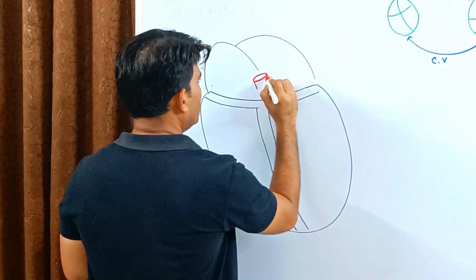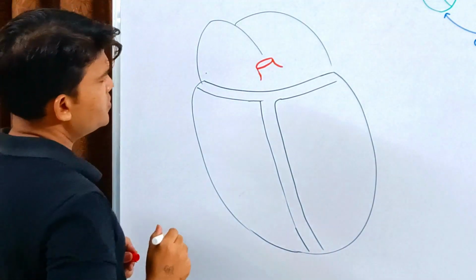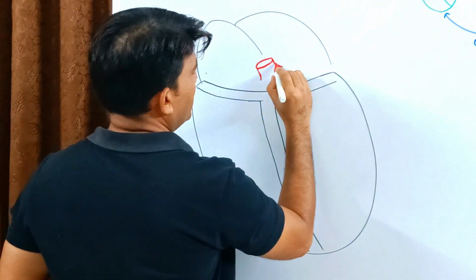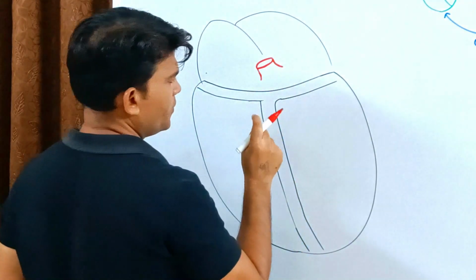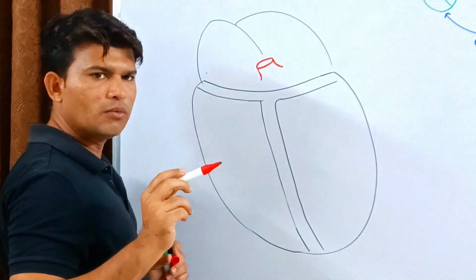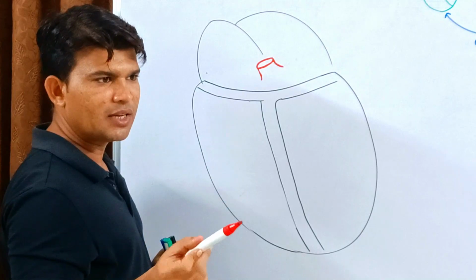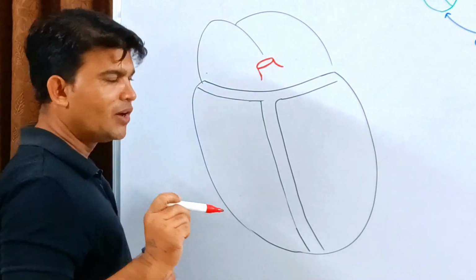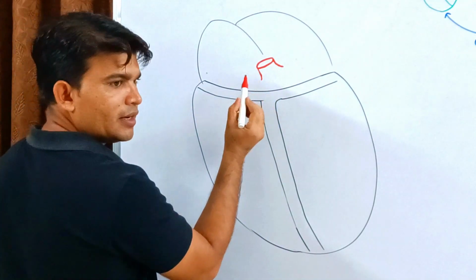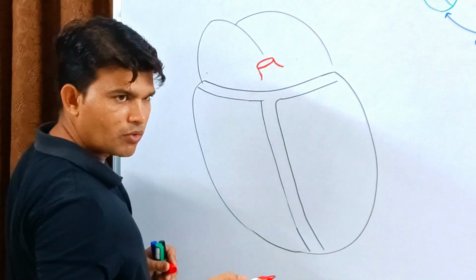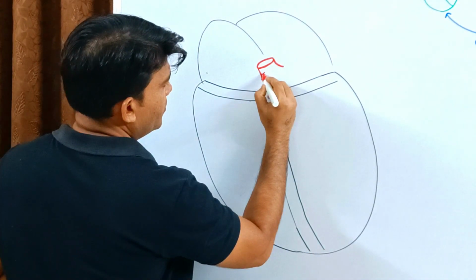And it arises, right? And suppose the left coronary artery comes here and arises. So we are... what do you want me to discuss first, RCA or LCA? RCA. Okay. So from the anterior aortic sinus, what arises?